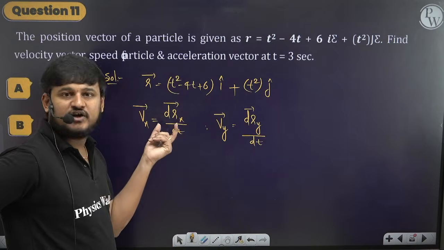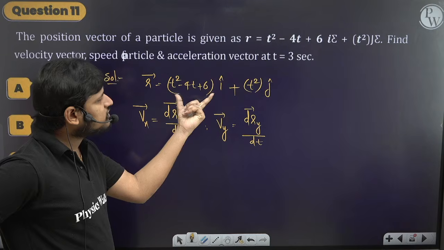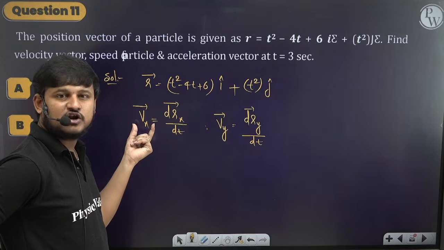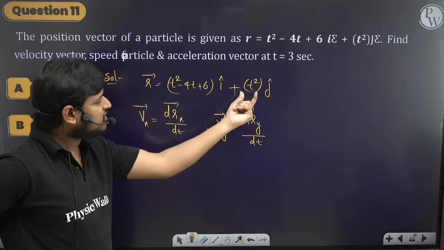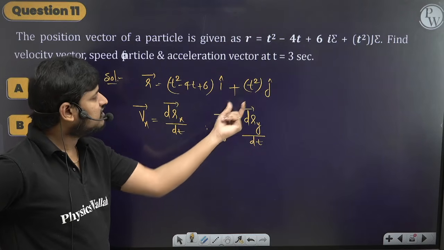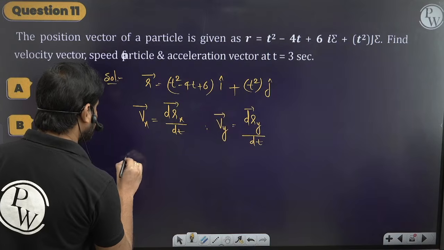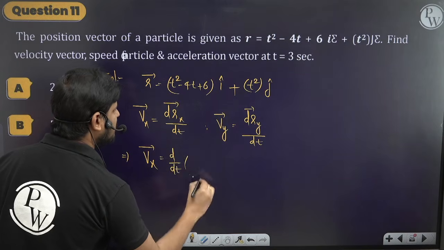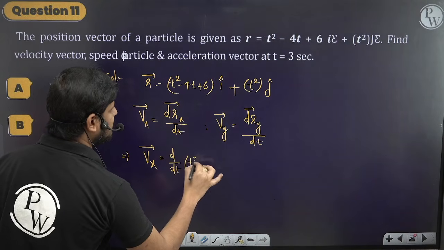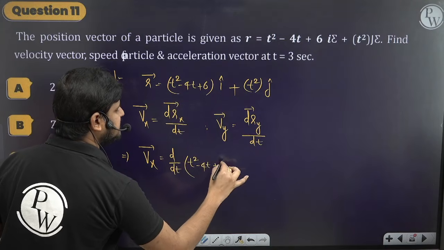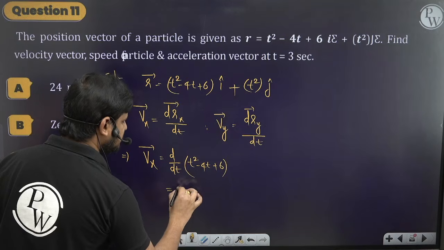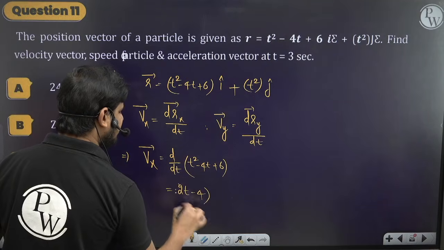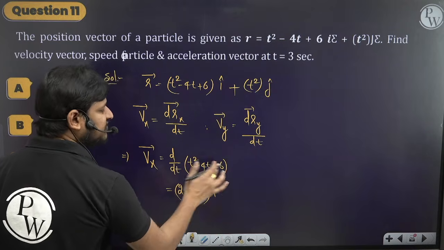See, we need the velocity vector. There is an x term and a y term. First differentiate the x term with respect to time so that we get the velocity in x, and differentiate the y term with respect to time so that we get the velocity in the y direction, right? So vx is equal to d by dt of rx, t square minus 4t plus 6. What do we get? This is 2t minus 4. So 2t minus 4 is the velocity in the x direction, which is I cap. The differentiation of 6 is 0.